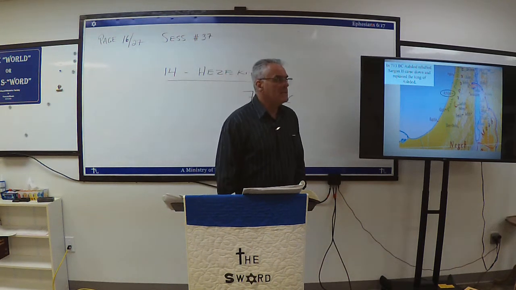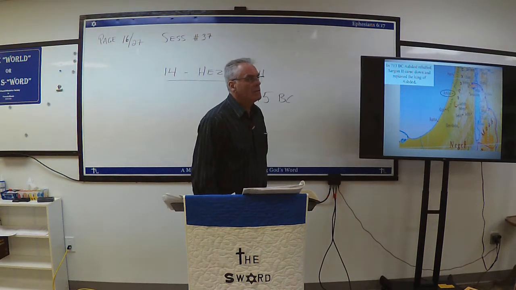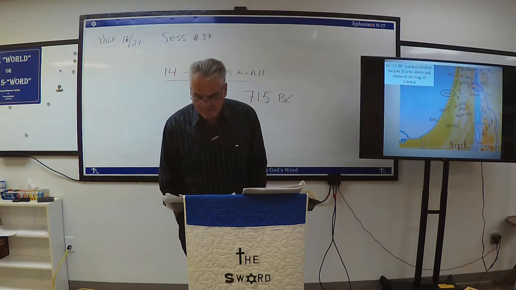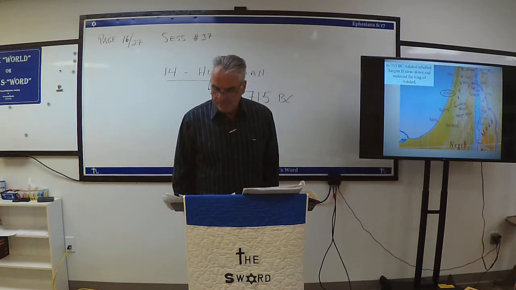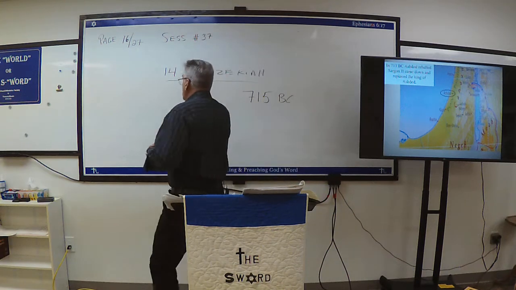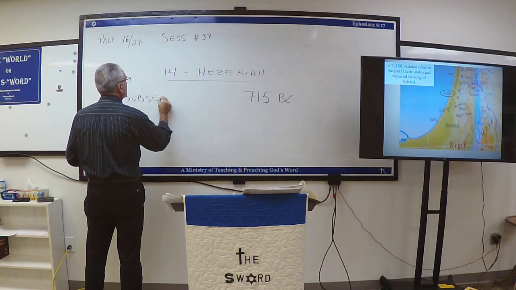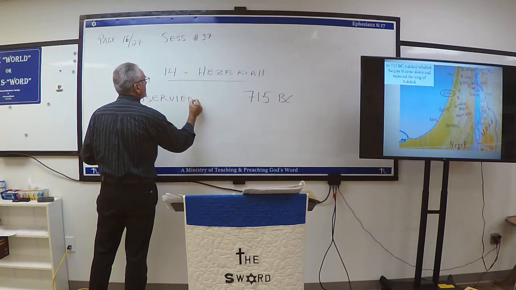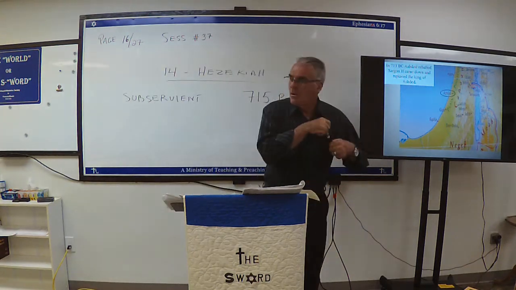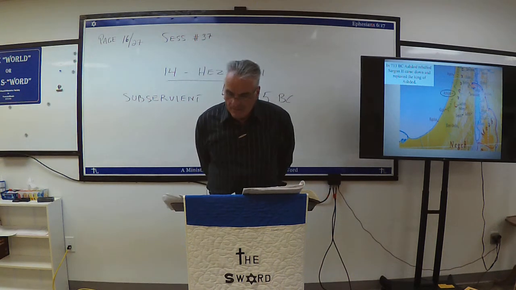And for 14 years, Hezekiah continued to be subservient, his land, Israel, to be subservient to the Assyrian. How do you write subservient? S-U-B, servient, or subservience. Under, being under the yoke, under the servitude. Okay? All right.